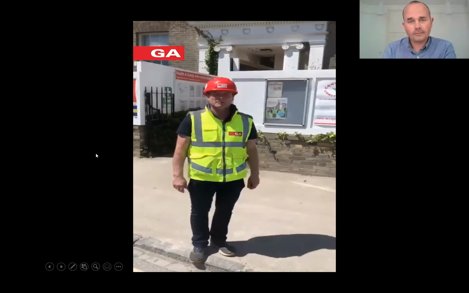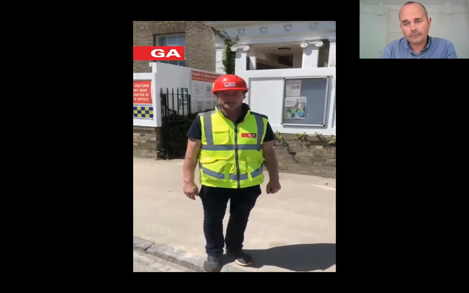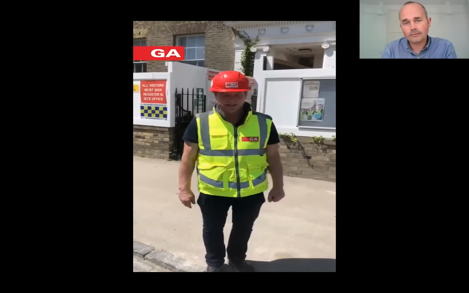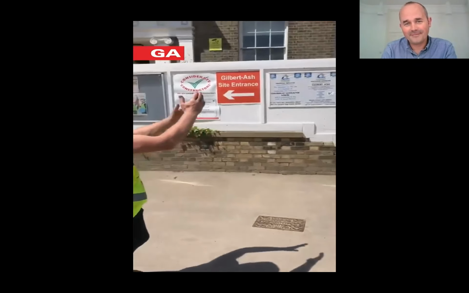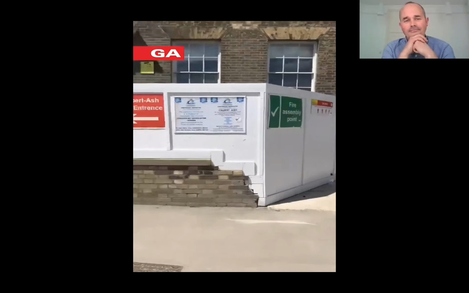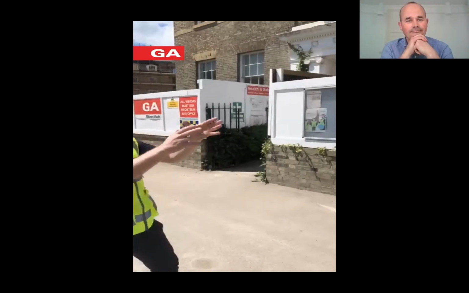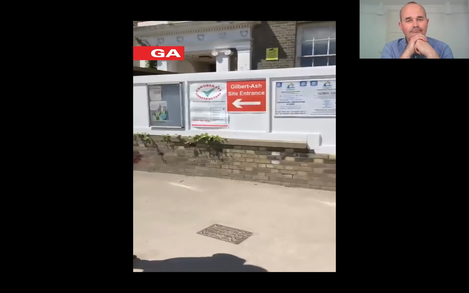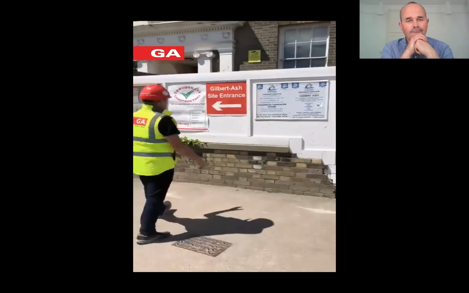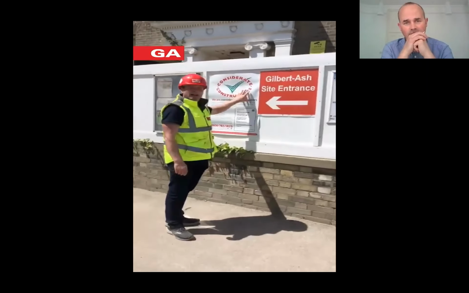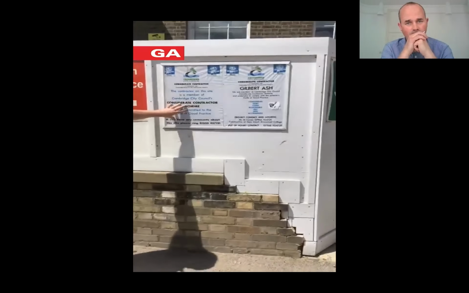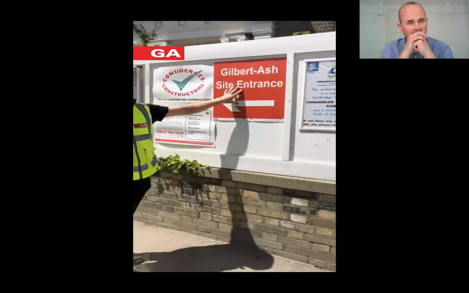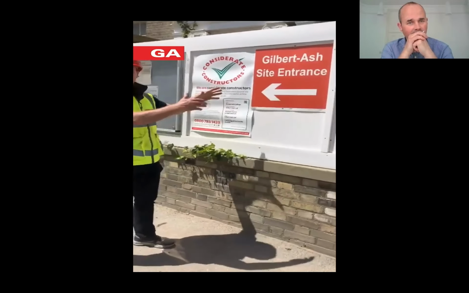Good morning. My name is Emmanuel College. I work for Gilbert Ash. I'm the site manager here at Emmanuel College in Cambridge. As you can see, I'm standing outside the site. We have gate 1, gate 2, and gate 3. This is also our fire assembly point. As you approach the site, you will see that we are members of the Considerate Constructors Scheme nationwide, and also the Cambridge version. From the signs you will see it's well signposted before you enter the site.